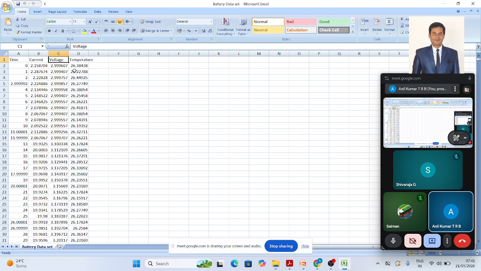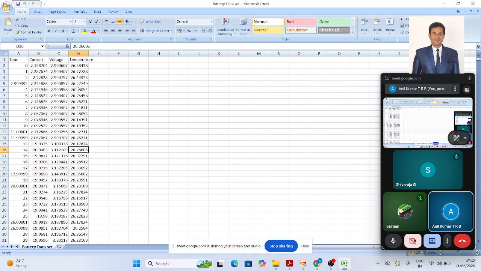Okay, all right. These are the various data collected from the battery cells, right? You can observe for a specific time that the current is 2.15, the voltage is 2.99, and the temperature is around 26 degrees centigrade. So these are the various current and voltage levels, where we have to see the temperature also, right? When the battery keeps on charging, with respect to the temperature and the time, you can see there is a rise in the time, a rise in the current, and a rise in the voltage also.